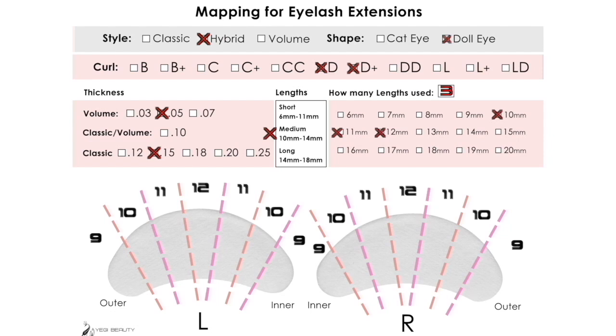Or if I wanted, within these 3, I can use 12, 12, 12. And then only in the inner and outer corners, I could use the 11 and 10. So those are all options, and it's all preference. So just know that, okay? There's no really wrong way, just what you prefer.